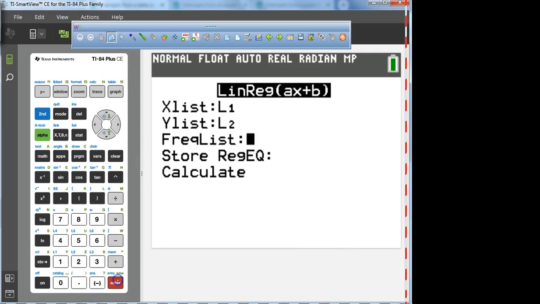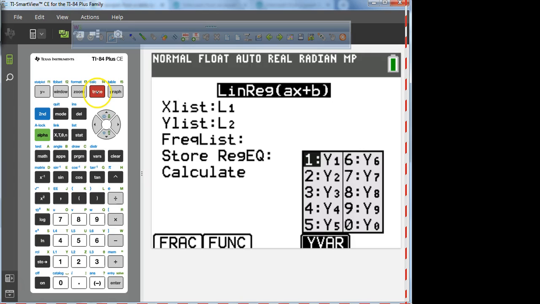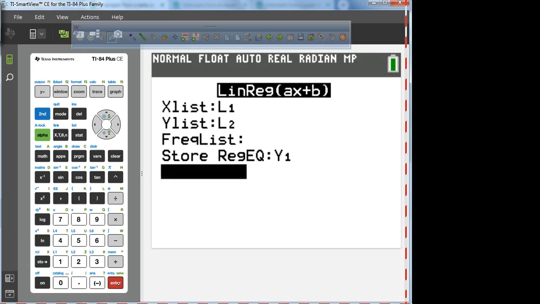So I'm going to go down to number 4. I'm going to go all the way down where it says store regression equation. I'm actually going to store it in y1. In order to do that, you got to get alpha and trace. Alpha trace allows you to get to your y values. I'm going to put in y1, press calculate.